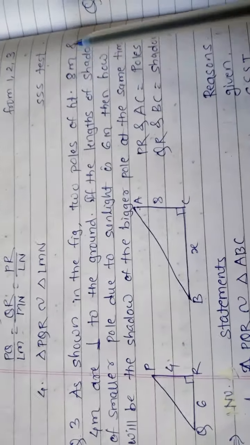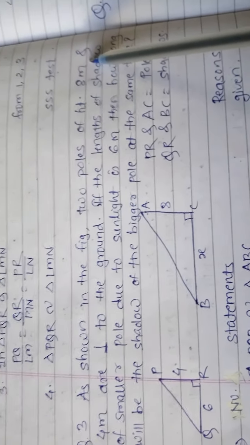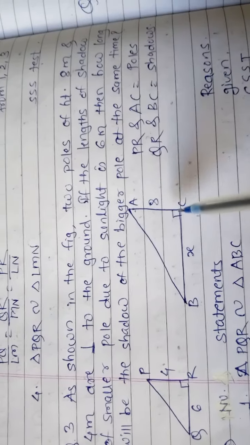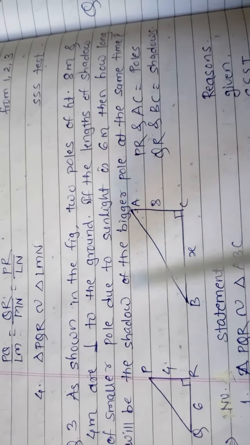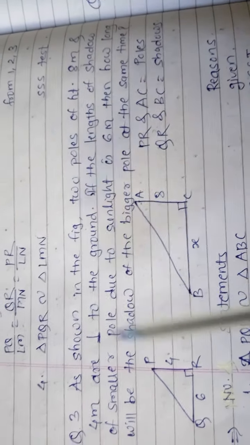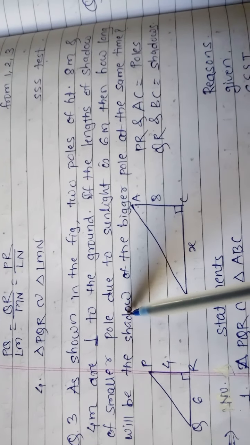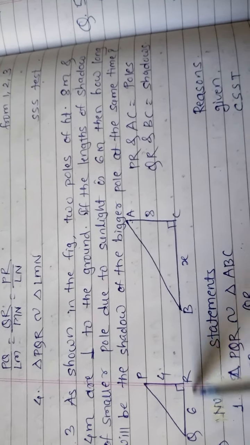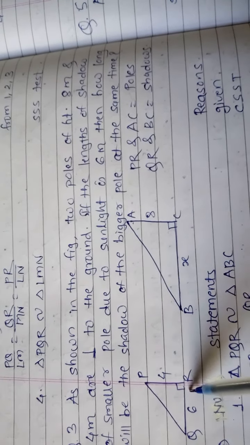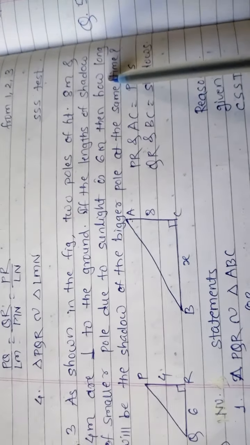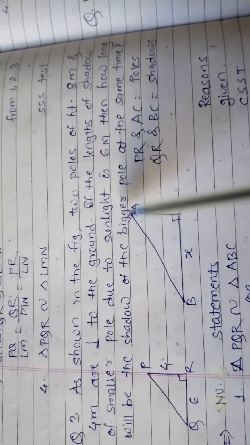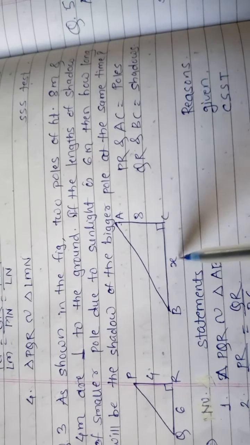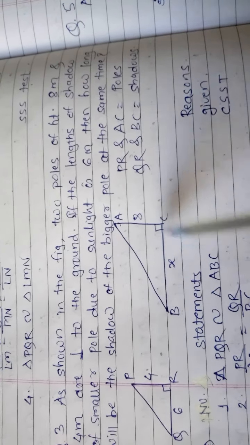So first we read the example. Two poles of height 8 meters and 4 meters are perpendicular to the ground. So we write down here the symbol of perpendicular. The length of the shadow of the smaller pole due to the sunlight is 6 meters, means we are given the shadow of the small pole, this QR, it is 6 meters. Then how long will be the shadow of the bigger pole?